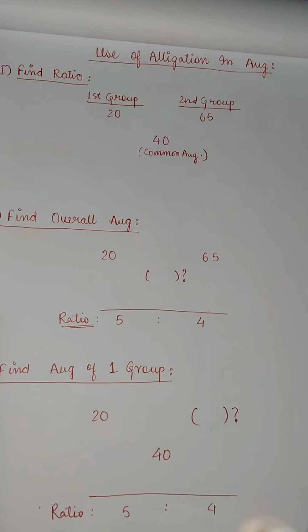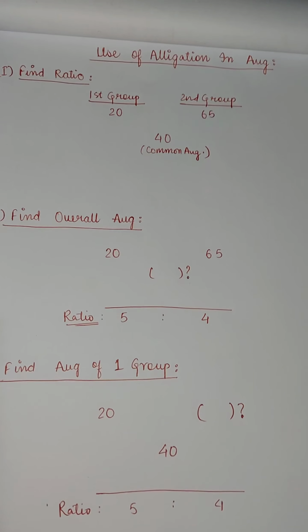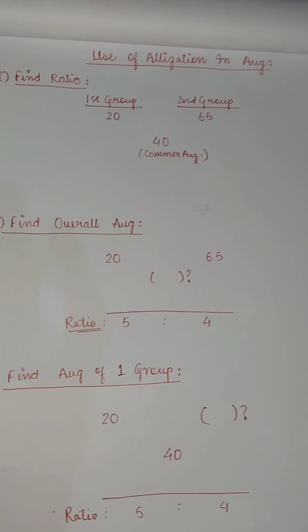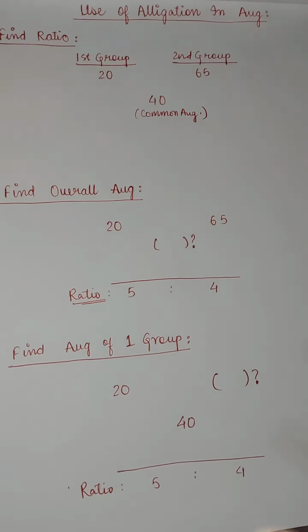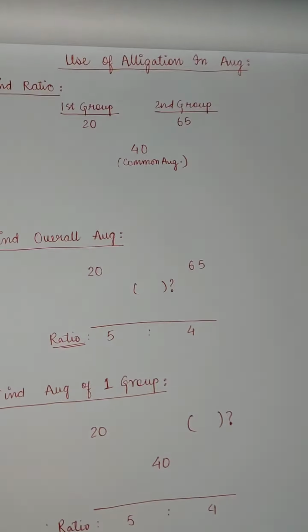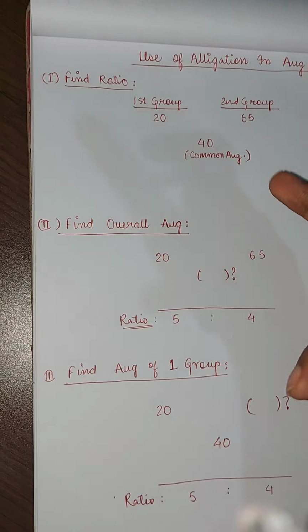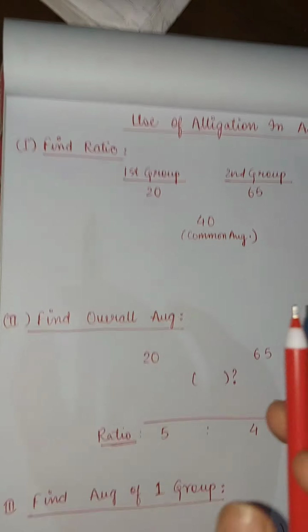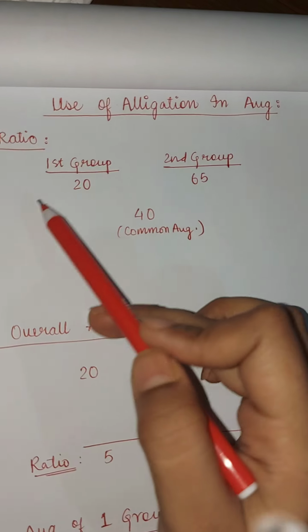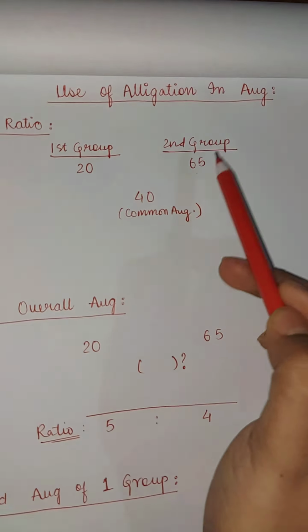Good evening, everyone. Today I will be discussing the use of alligation in average. This is a concept which makes solving the questions of average very easy. We will be discussing three different types of approaches. First, where we will have to find the ratio. So these are the things that we will be given.